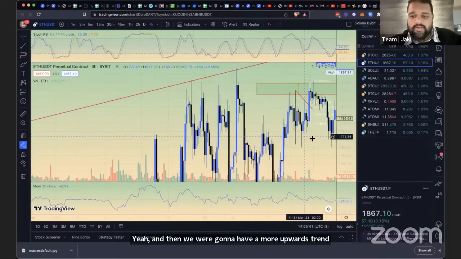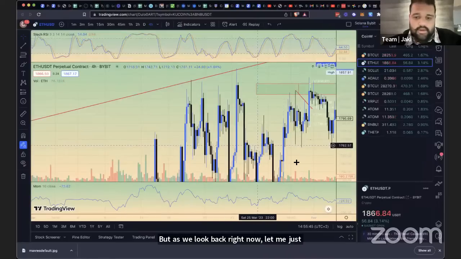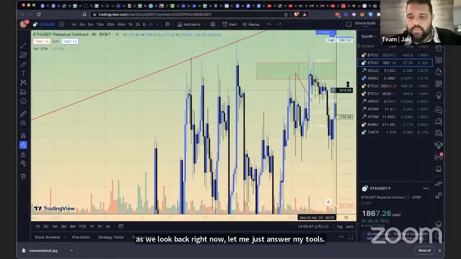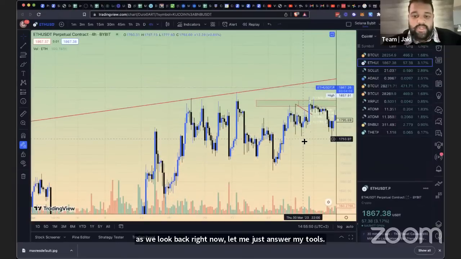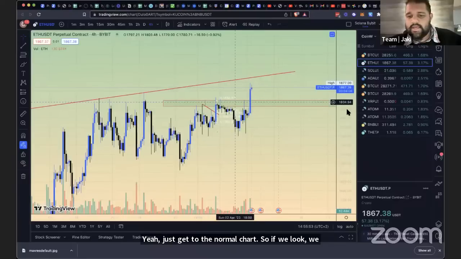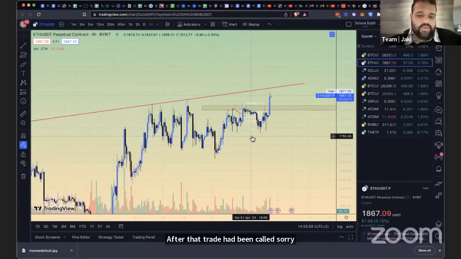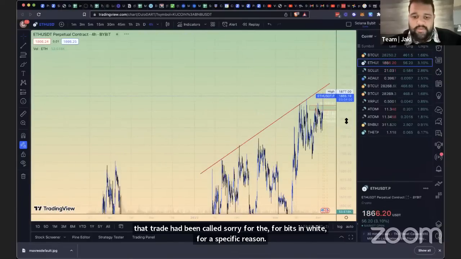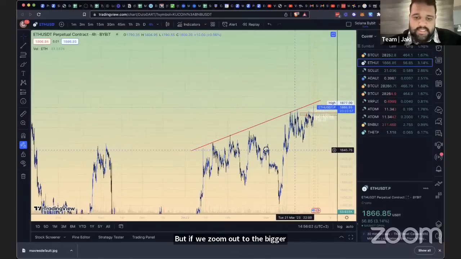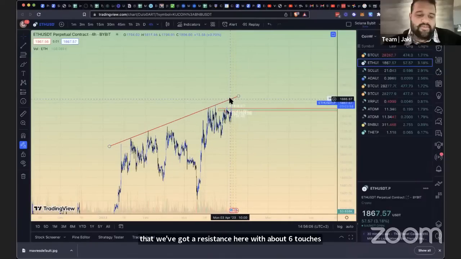As we look back right now, let me cancel my tools here and get to the normal chart. We just ranged for a bit after that trade had been called. Sorry for the fib, it's in white for a specific reason. If we zoom out to the bigger time frame, you'll see that we've got a resistance here with about 6 touches. If you break this trend right now, ETH is going to run.